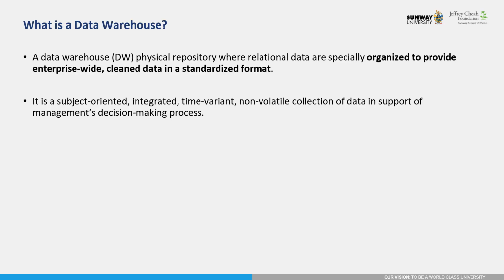Now we are learning about what a data warehouse is. We already discussed that the main objective of data management is to provide the physical repository where we can store the data, and also organize it to provide enterprise-wide clean data in a standardized format. When we are receiving data, the first process is data collection, the second is data management, the third is data cleaning, and the next is data standardization. So these are the processes coming.